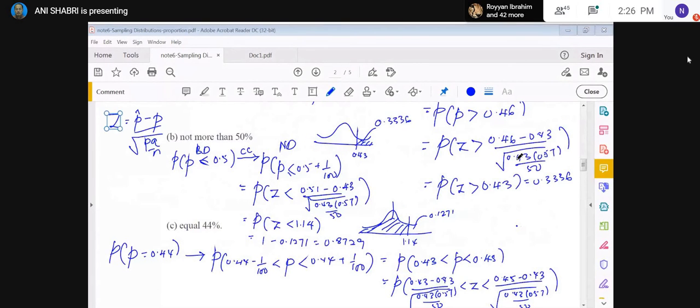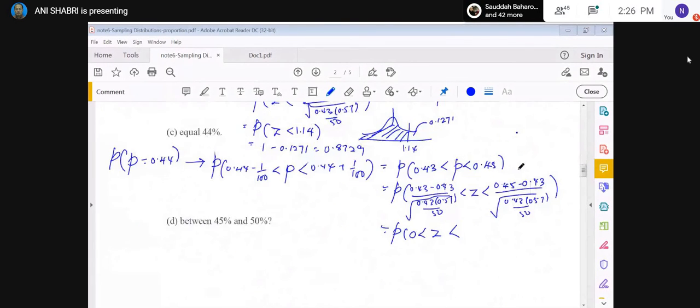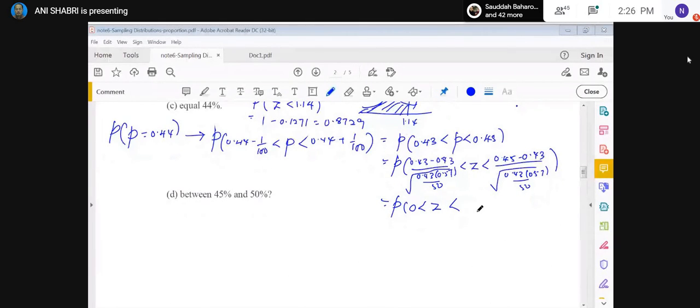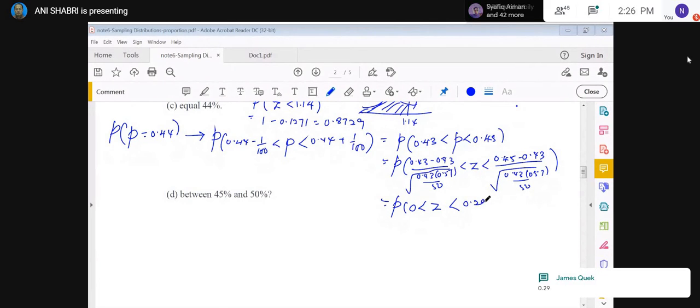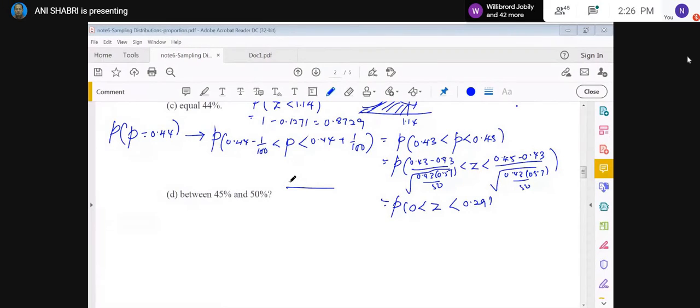Berapa dapat 45? 45 dah ada lain 46. Okey, berapa dapat 45? Kosong ke Z ke? Okey, 0.29. What is the area? From 0 to this one is 0.29. How to find this one? Area here is 0.29, 0.3859. How to find for this one?